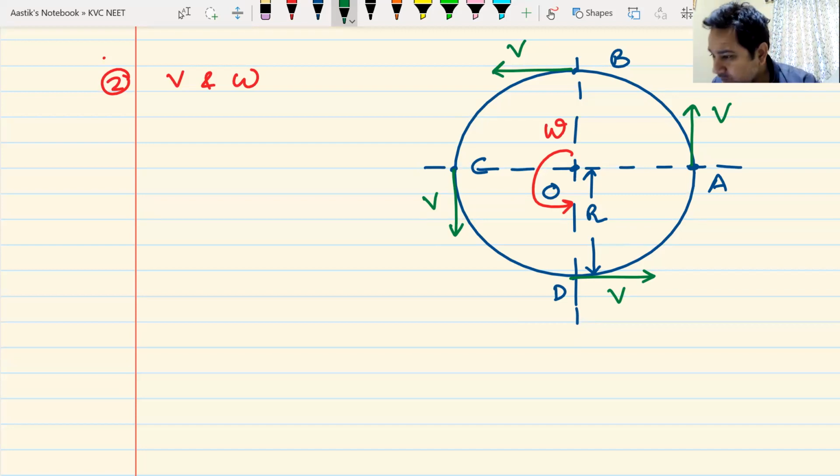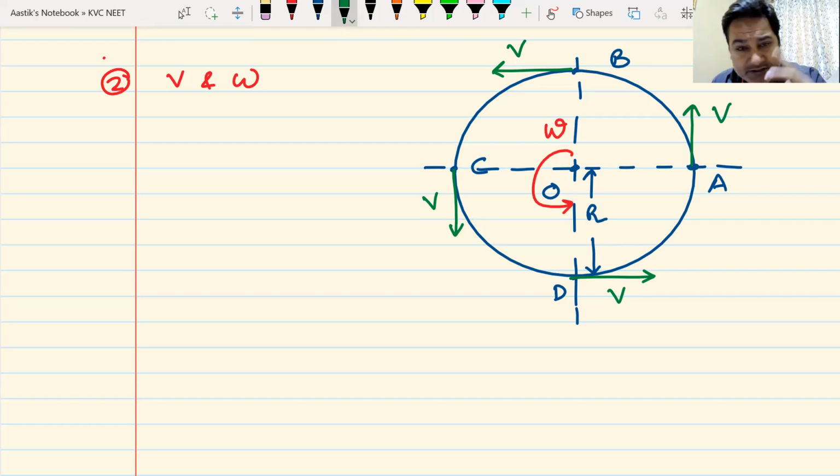In fact, wherever a particle is moving, whether it is moving on a straight road or on a curved path, every curve is a part of a circle. Remember this. Even a straight line is a part of a circle. The only difference is, if something is moving on a straight line, the radius of that circle, we call it radius of curvature, is infinite.